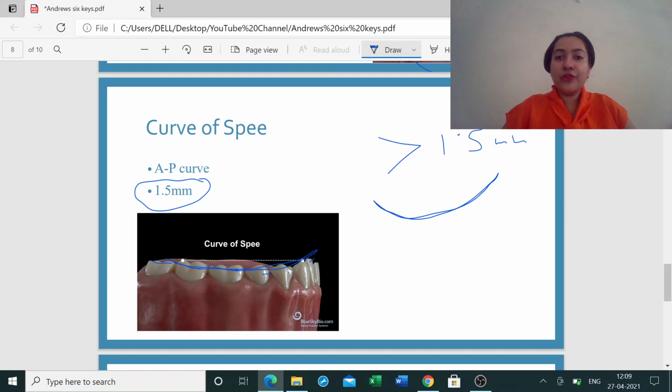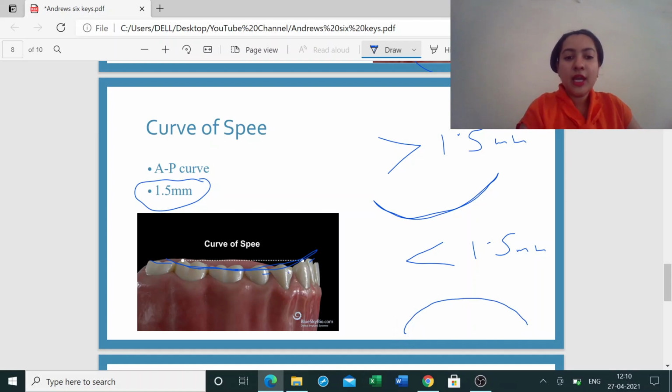So when my curve of Spee is excessive, there cannot be good intercuspation. Now let us consider the next situation. If my curve of Spee is less than 1.5, maybe if it goes negative, suppose -2, it is indicative of reverse curve of Spee. It means my molars and premolars are protruded outside, they are extruded, so it will give me this kind of a curve. This is known as a reverse curve of Spee.